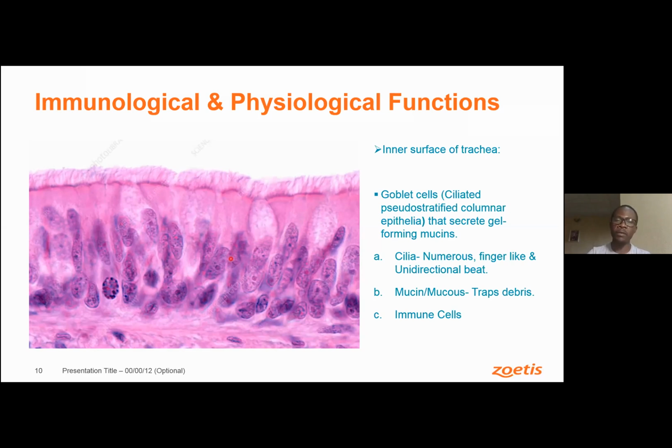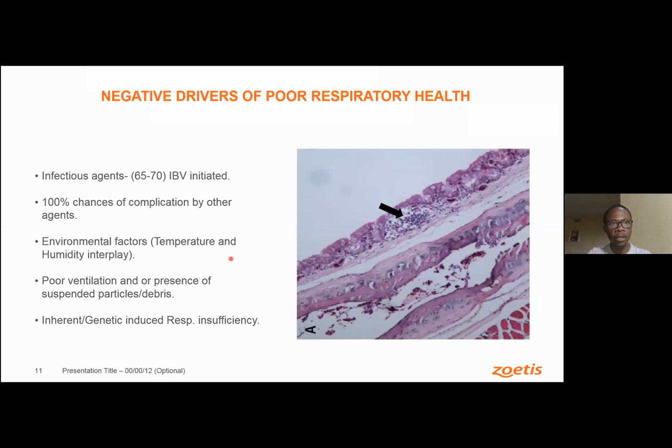But for the first line of defense in protecting the pairs, this site serves as the choice to induce an earlier immune protection. So the negative drivers for this site are infectious agents. For me, it is the bronchitis virus. I'm sure for Chris, it's the mycoplasma. 100%.